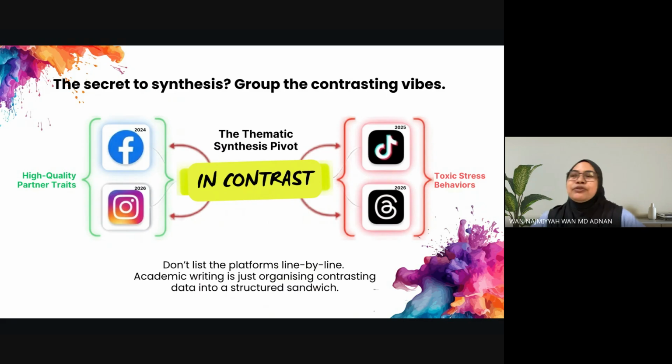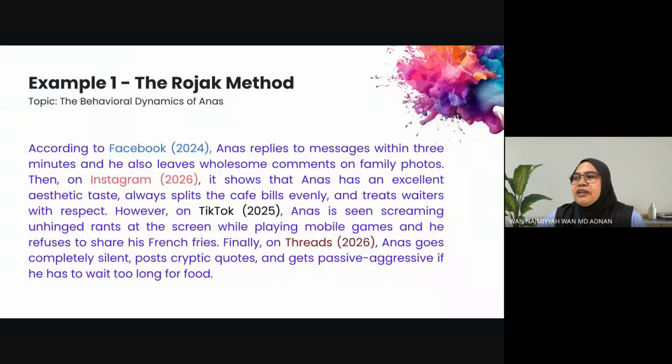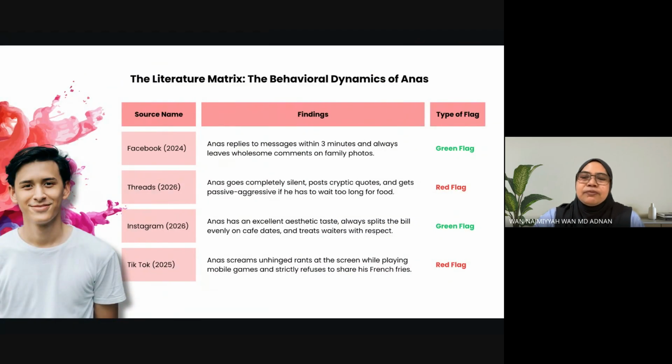But the secret to synthesis, when we come to synthesization here, the secret of having a good synthesis is that you need to group them together. You need to group the contrasting vibes together. For example, in the previous one that I mentioned, Facebook says he's a green flag, Instagram says he's a green flag, Threads says he's a red flag, TikTok says he's a red flag. So you should group them together based on what type of flag he is. In your literature, the type of flag represents the positive and negative statements, whether positive means they agree with each other, or negative means they disagree with each other.